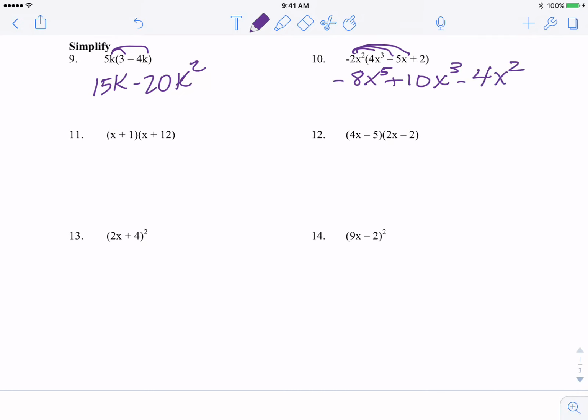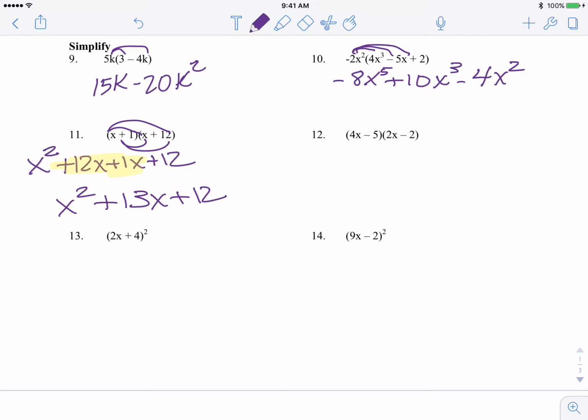On numbers 11 and 12, you're either using FOIL or the box method. So my first terms, I have x times x, which is x squared. Then I have my outside terms, which is x times positive 12, which is a positive 12x. My inside terms is a 1 times an x, so that's a positive 1x. And my last terms is a 1 times a 12, which is a positive 12. These are like terms here in the middle, so I can combine them. So my final answer is x squared plus 13x plus 12.